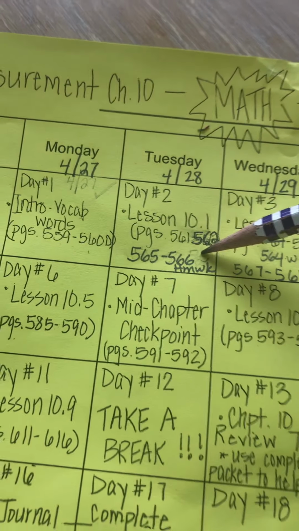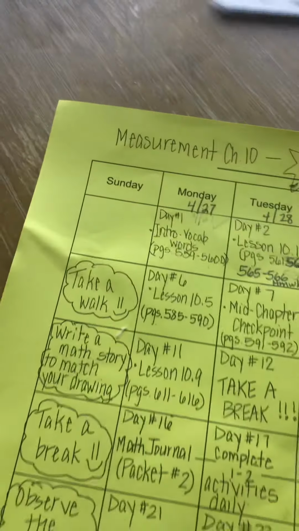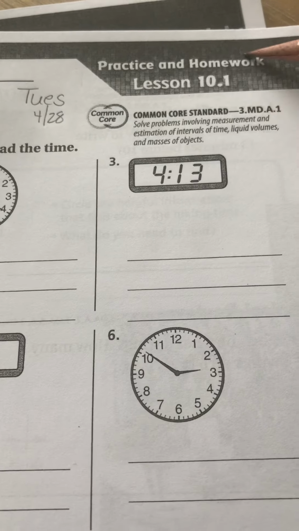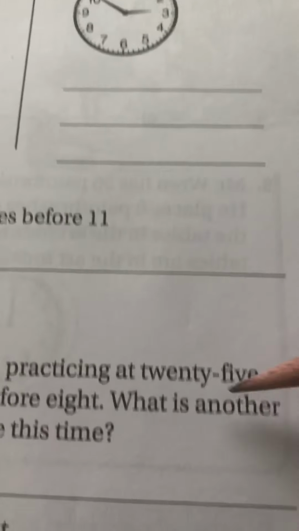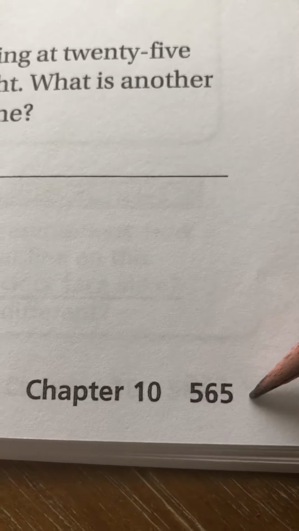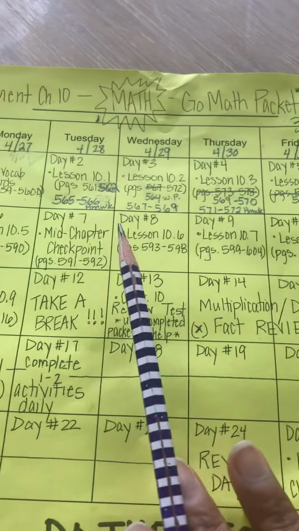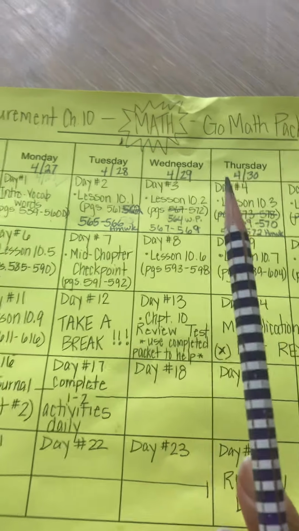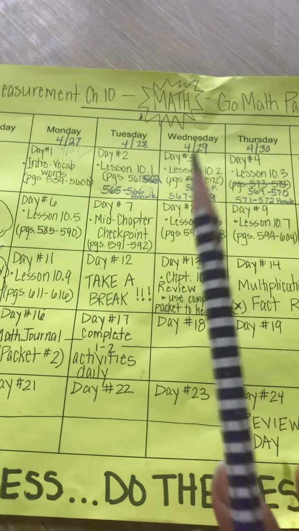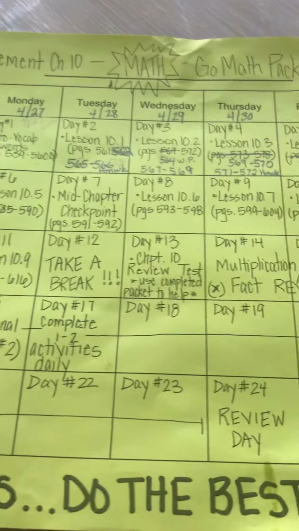But I would like for you to try tonight's homework if you can, okay? So let me just show you real quick. This would be the homework page. It says practice and homework lesson 10.1, and it says page 565. I will go over this tomorrow. No worries, okay? But I'm just giving it to you if you'd like to do it. All I'm trying to say is for this calendar, it's a little ambitious. What I mean by that is there's a lot on here for us to do each day, and I want to take it a little bit slower.